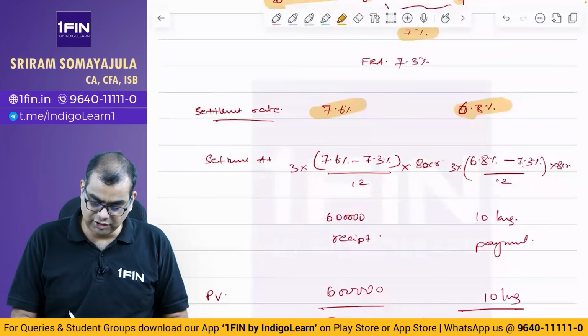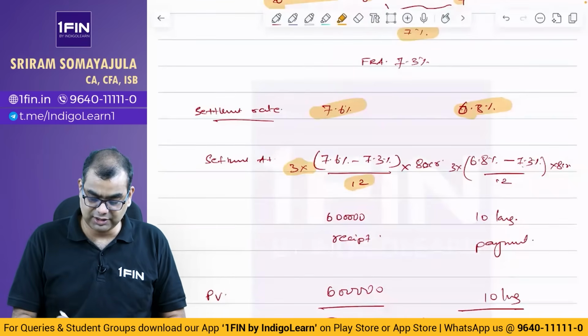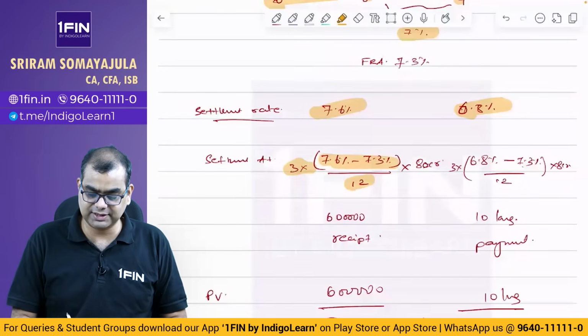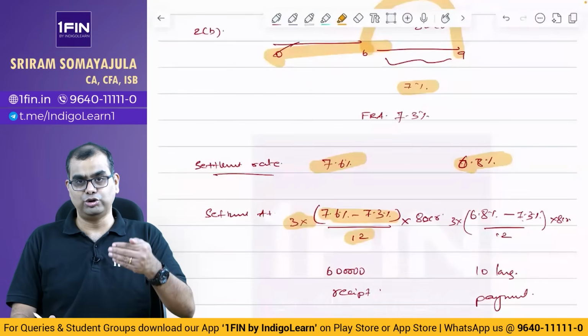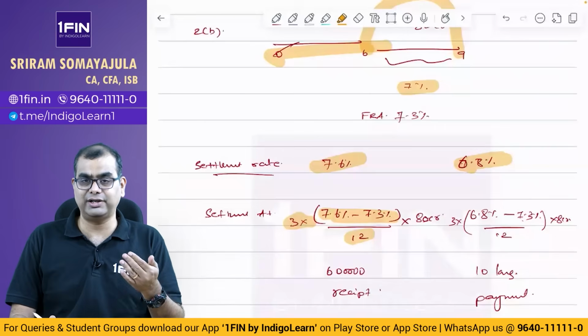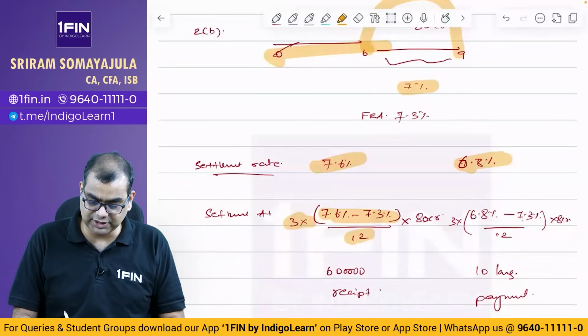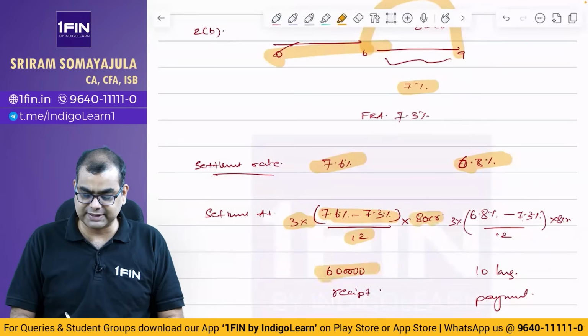Basically, you have your 3 by 12, which is the months for which the interest is going to be charged, 3 by 12 into 7.6 minus 7.3. See, why is it 7.6 minus 7.3? Because you have agreed to borrow at 7.3, and the market rate has gone up. So you have made a smart decision. If you made a smart decision, you will make money. That is why 7.6 minus 7.3 by 12 into 3 into 80 crores, you will get basically 6 lakhs.